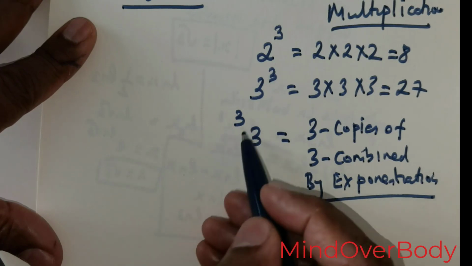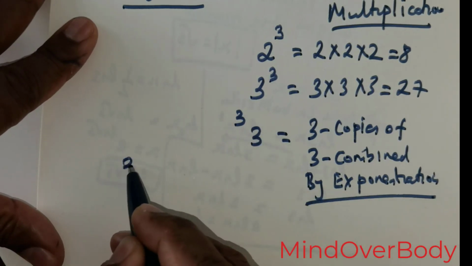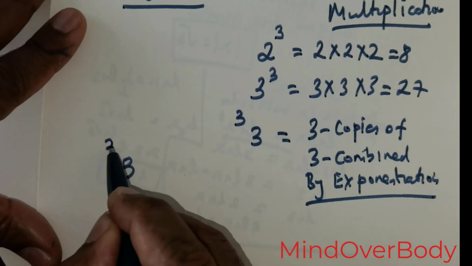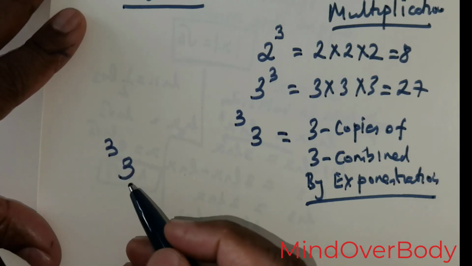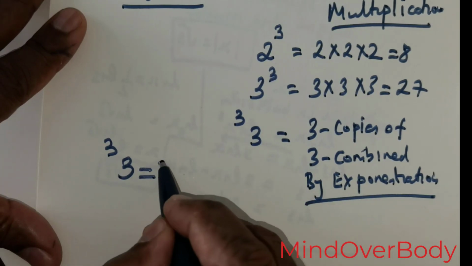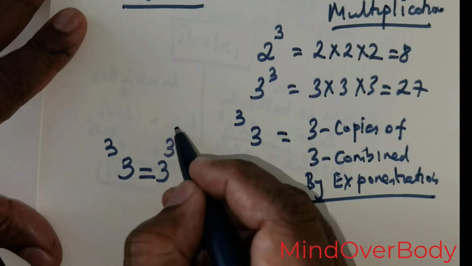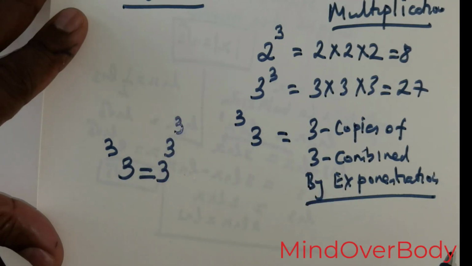Now, if I were to calculate this, what exactly does it mean? It means if I want to find out the titration of 3 with 3, then this is nothing but 3 raised to the power of 3, and that has to be raised to the power of 3.